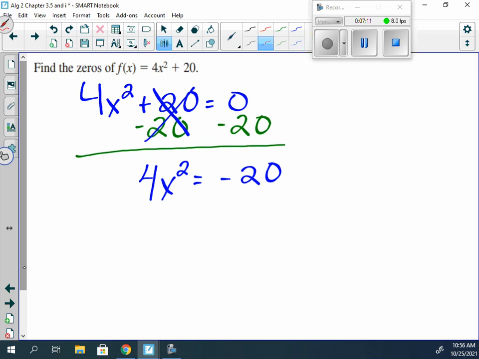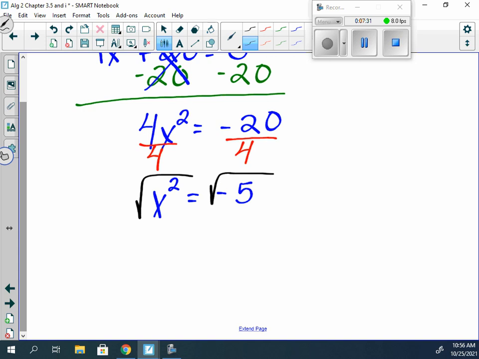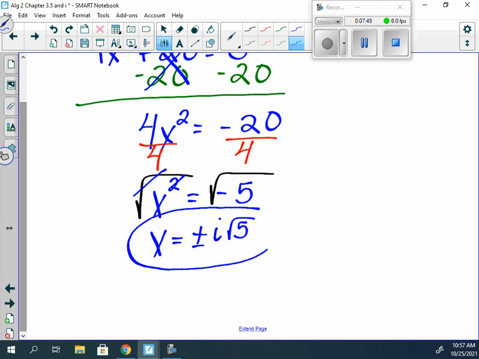And what can we do next? Divide both sides by 4 so we can get x squared officially by itself. Because 4x squared divided by 4 would just be x squared is equal to negative 5. Now the square root of x squared would just be x is equal to plus or minus i square root of 5. And that's it.